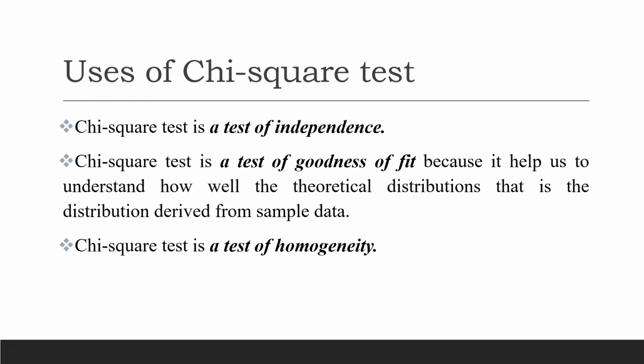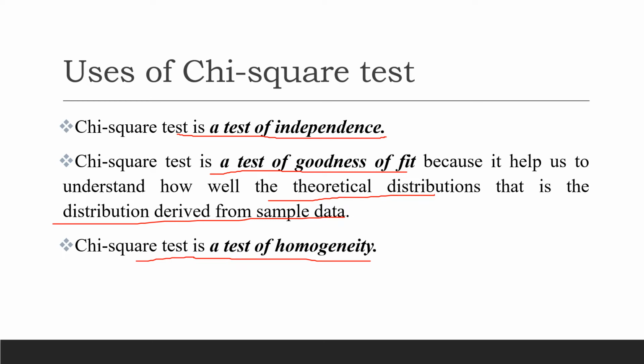Uses. The first important use: the chi-square test is a test of independence. Second is the test of goodness of fit, because through this we compare the theoretical distribution and our obtained distribution. So we compare our expected versus obtained, and we test the goodness of fit. And the third one is that the chi-square test is a test of homogeneity. We test whether it is homogeneous or not.